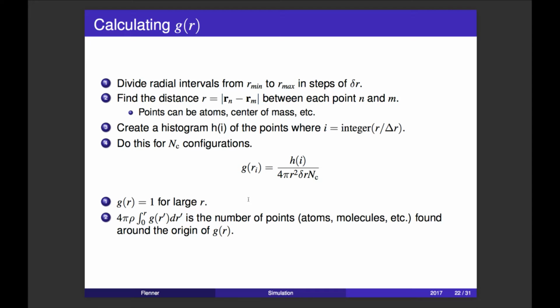This is normalized, so it goes to 1 for large R. 1 is actually its ideal gas value. And this is why we have this phi down here. It's as if some points were just randomly distributed in space. There are no overlaps of particles. You just randomly distributed it. This is what you would get for a bin of a specific size.